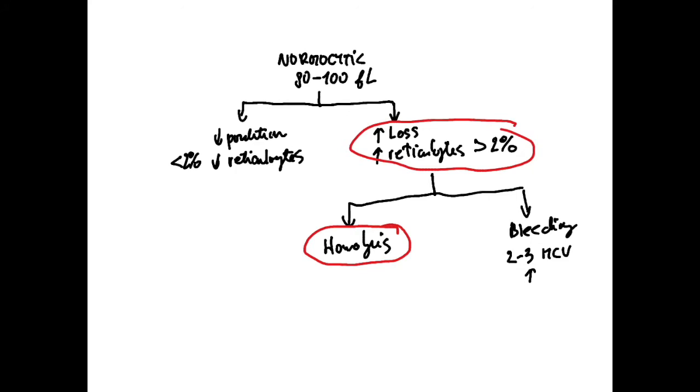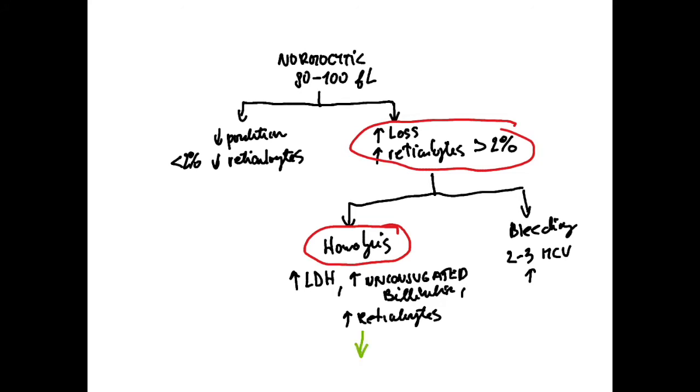And what are these? These are increased LDH, as a sign of lysis of cells, increased unconjugated bilirubin. Then what else? Well, increased reticulocyte count. And now I'm going to continue and go deep in the hemolysis and divide it even deeper.